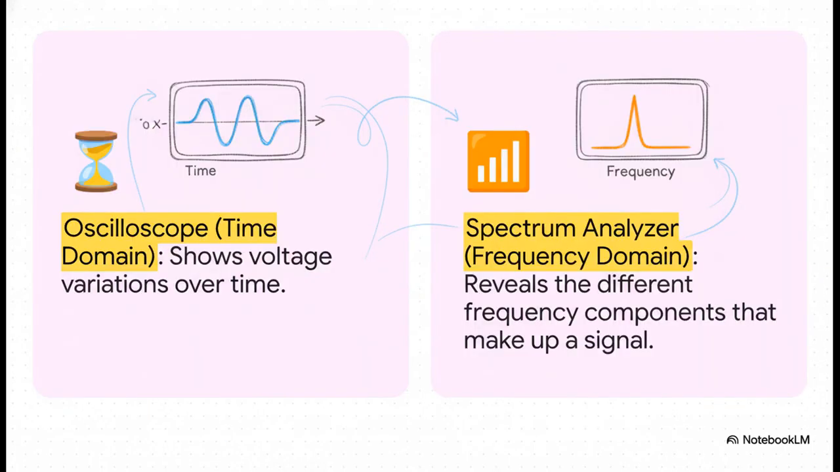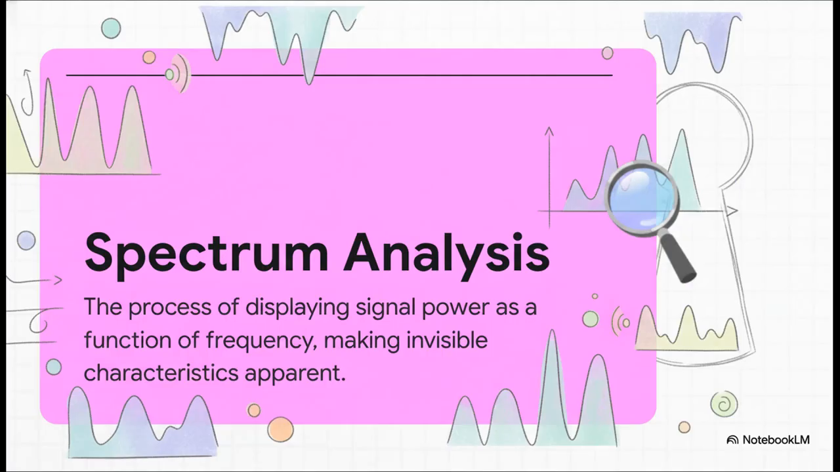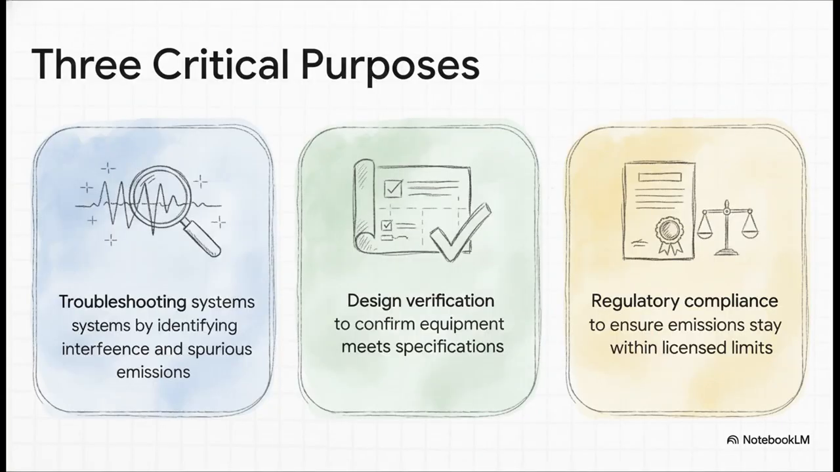So here's the real takeaway. An oscilloscope answers the question, how strong is my signal right now? But a spectrum analyzer answers a different question. What are all the different frequencies that make up this signal, and how strong is each one? It basically takes the signal apart for you. So in a nutshell, that's what spectrum analysis is all about. It's the process of drawing a graph of signal power versus frequency. And doing that is the key to unlocking all of a signal's hidden details, making them pop right out on the screen. And believe me, this isn't just for theory.